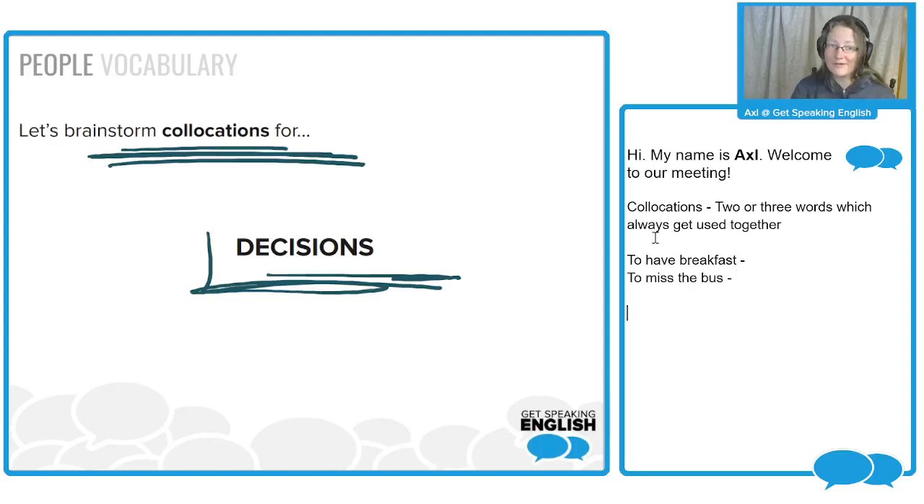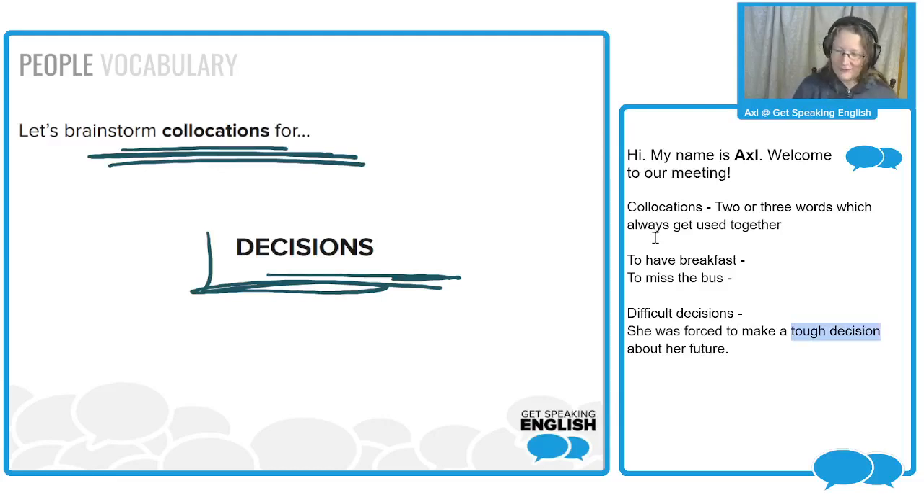talking about difficult decisions, maybe we could talk about a tough decision, for example. She was forced to make a tough decision about her future, maybe. So here, a tough decision, a very difficult decision. It was hard to come to a decision. And feel free to throw out any ideas in the chat as well, so we can add them to our ideas.